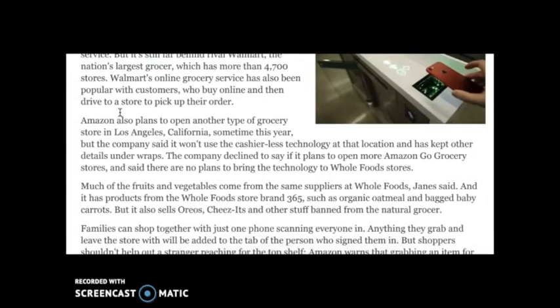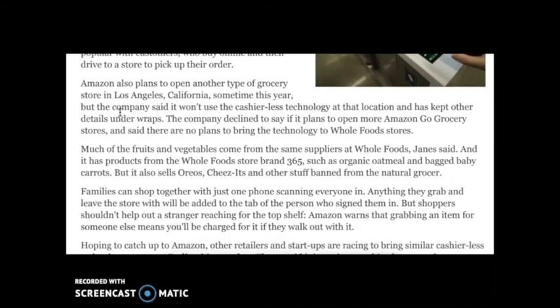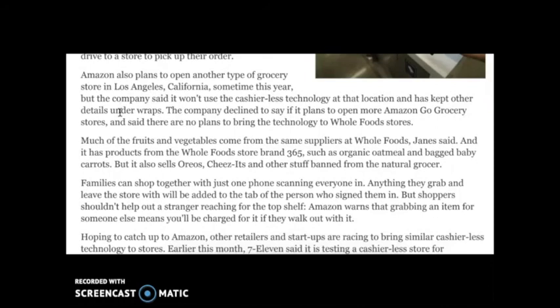Amazon also plans to open another type of grocery store in Los Angeles, California, sometime this year, but the company said it won't use the cashierless technology at that location and has kept other details under wraps. The company declined to say if it plans to open more Amazon Go grocery stores and said that there are no plans to bring the technology to Whole Foods stores. Much of the fruits and vegetables come from the same suppliers at Whole Foods, Jane said, and it has products from the Whole Foods store brand 365, such as organic oatmeal and bagged baby carrots, but it also sells Oreos, Cheez-Its, and other stuff banned from the natural grocer.